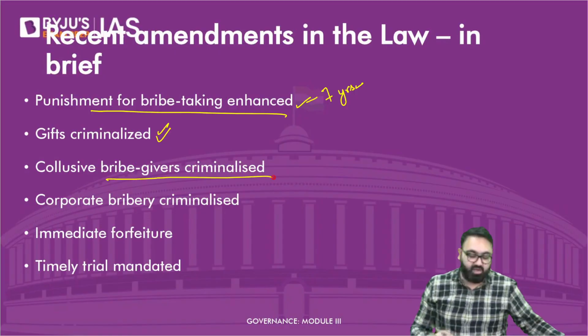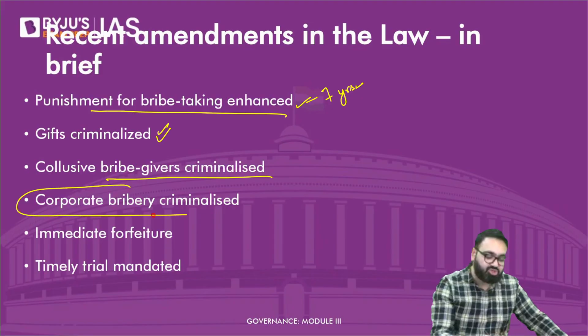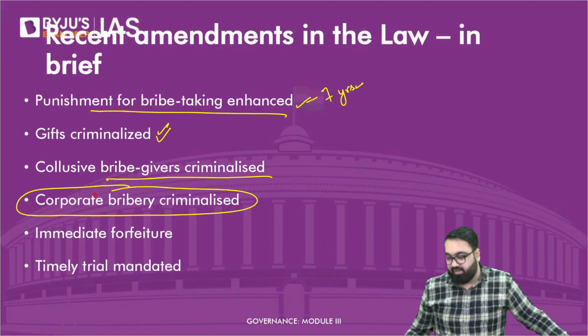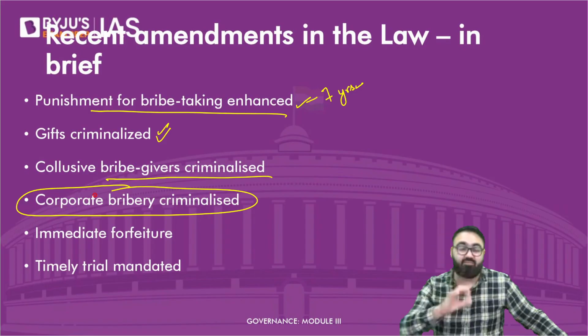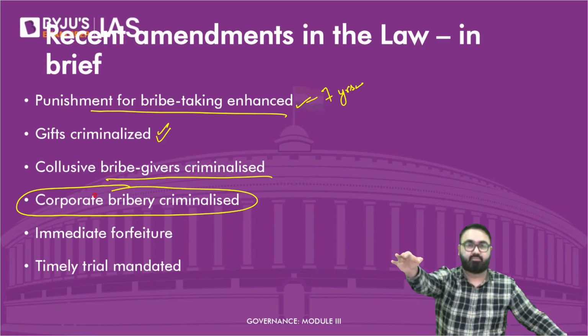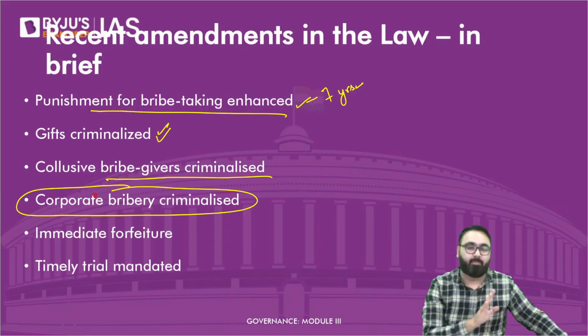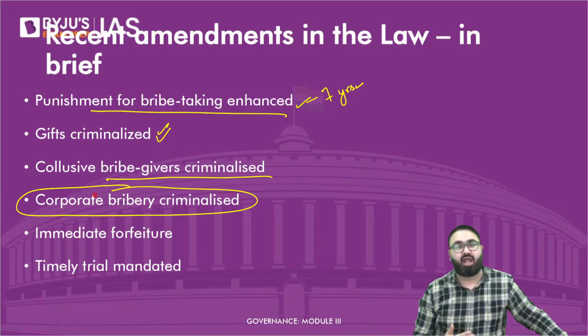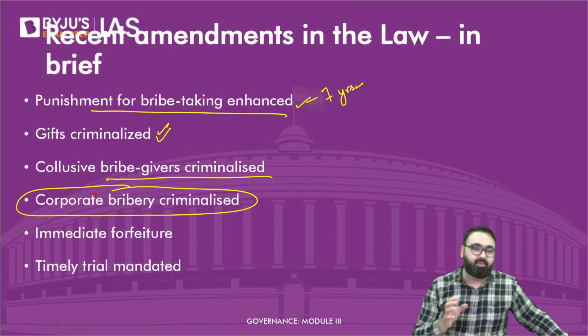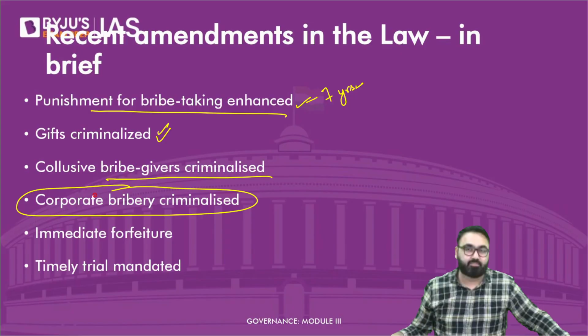And interestingly, look at this, corporate bribery has also been criminalized. If there's a company, a corporate, that is giving the bribe, even the company will be punished. It's not just the individual who is giving the bribe. If there's a company that is giving the bribe to get a contract from the government, to get some agreement from the government, to earn money, even they will be criminalized.